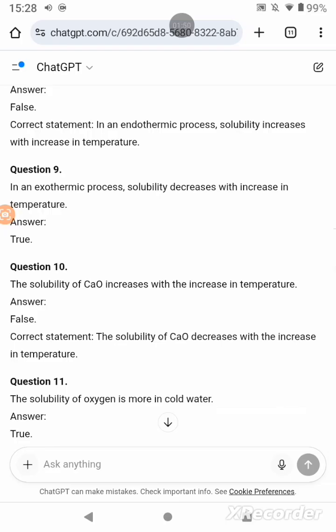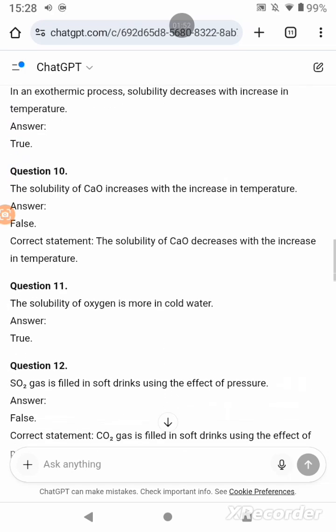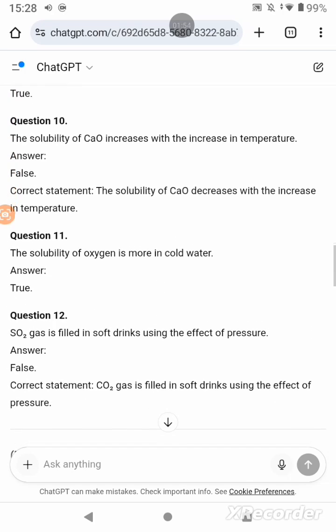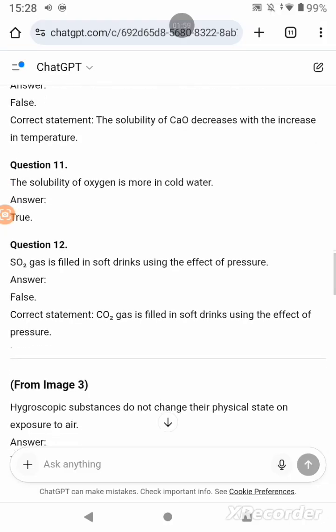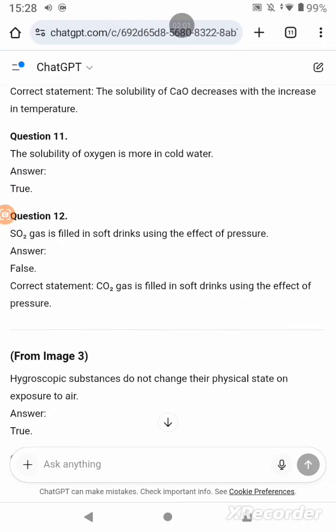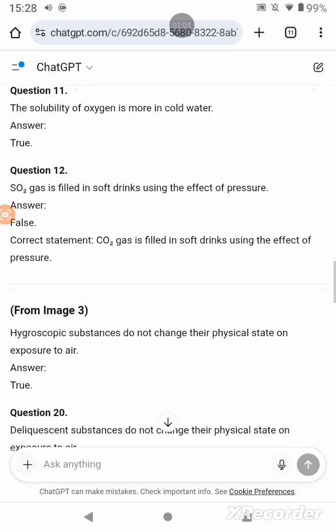Question 9. In an exothermic process, solubility decreases with increase in temperature. Answer, true. Question 10. The solubility of CaO increases with the increase in temperature. Answer, false. Correct statement: The solubility of CaO decreases with the increase in temperature.